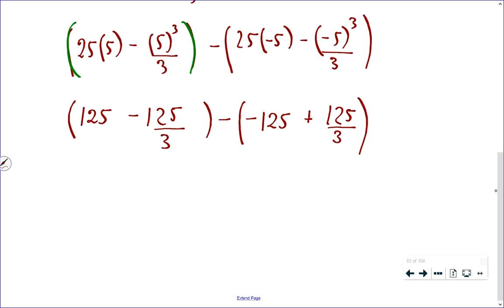So 125 minus negative 125 is 250. I have negative 125 thirds minus 125 thirds, which is negative 250 thirds. If my math is right, I'm going to go 3, 750 minus 250. I'm getting 500 thirds. I'm seeing some people nod. So the area is 500 thirds square units.